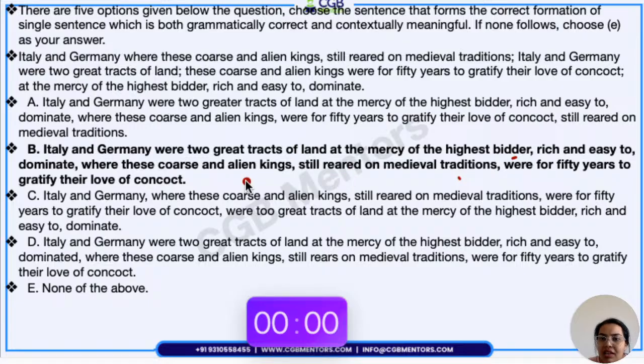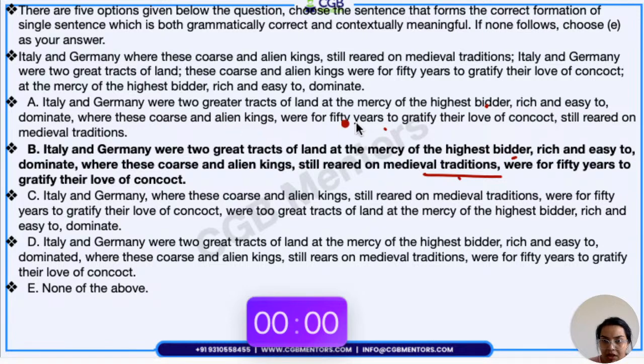So these are the kings. These are the places that reared on medieval tradition. Every good thing connects with other thing well. If I say first option, they were the two tracts of the land at the mercy of bidder, rich and easy to dominate, where these kings were for 50 years.